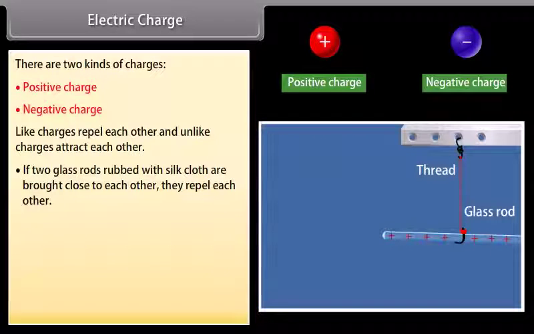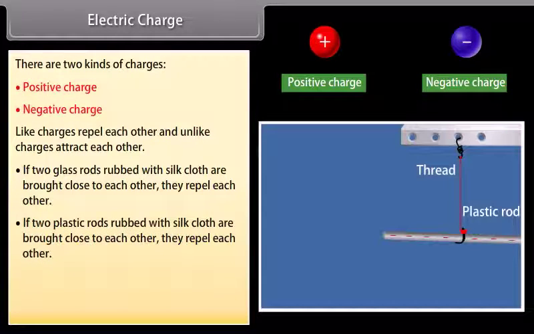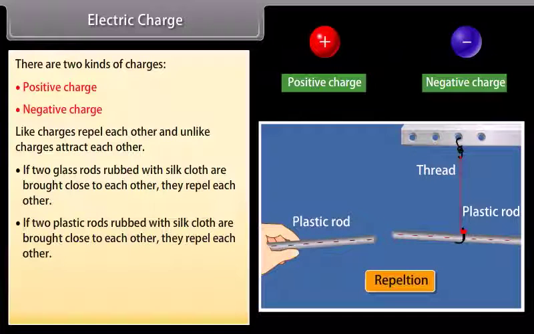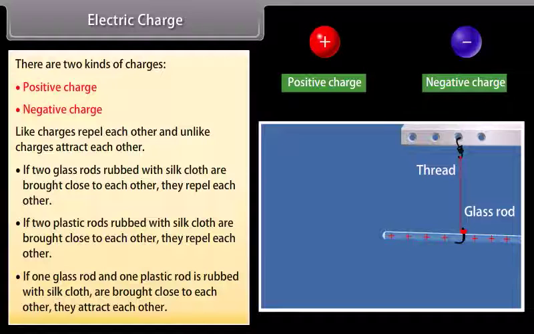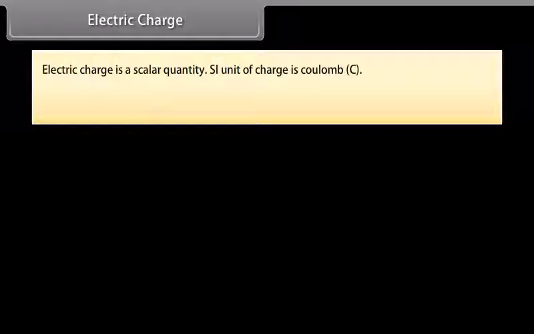If two glass rods rubbed with silk cloth are brought close to each other, they repel each other. If two plastic rods rubbed with silk cloth are brought close to each other, they repel each other. If one glass rod and one plastic rod rubbed with silk cloth are brought close to each other, they attract each other. Electric charge is a scalar quantity.